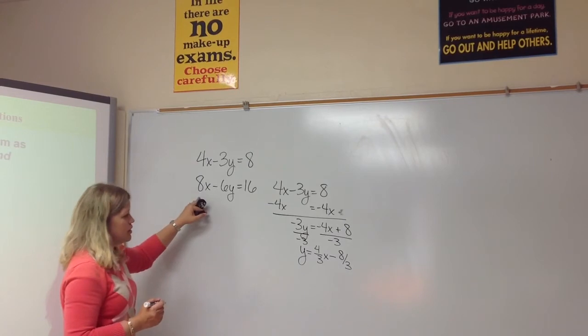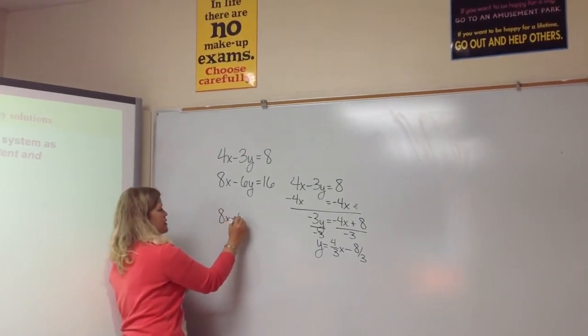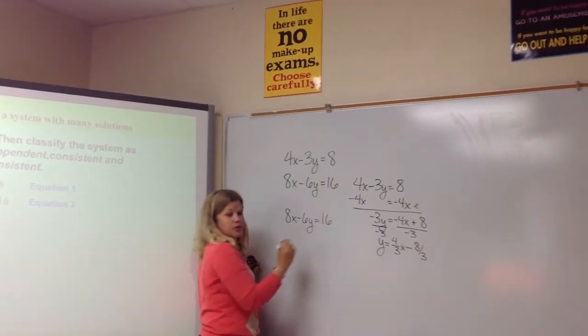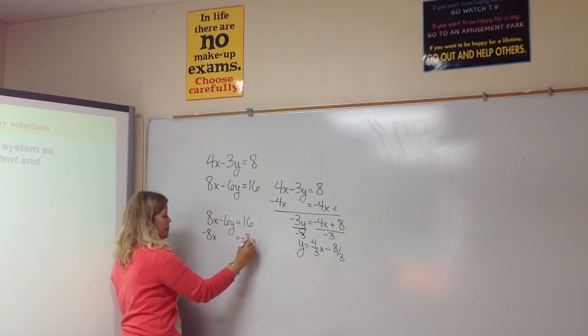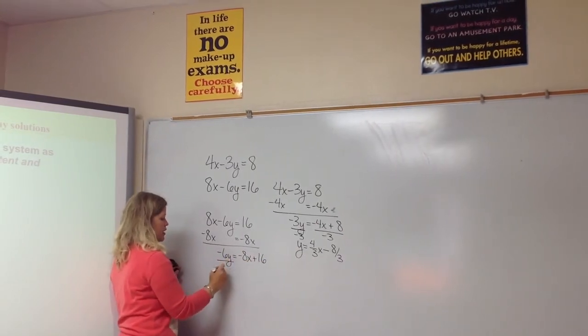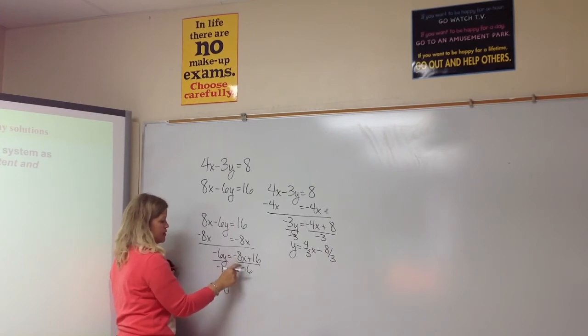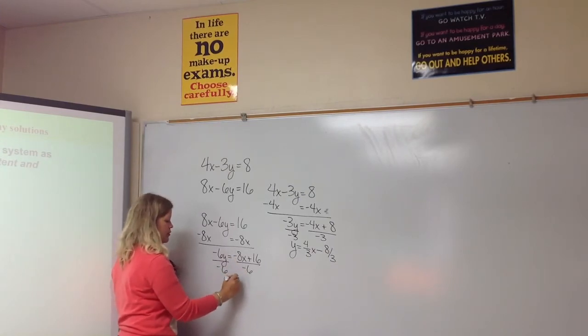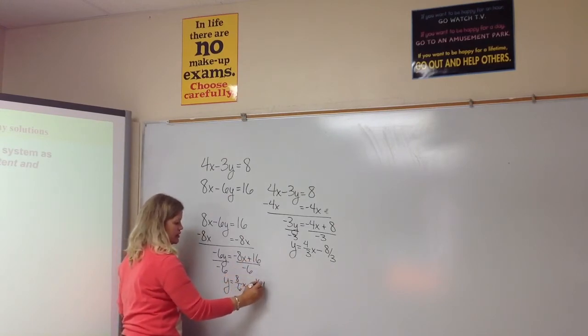Let's go ahead and do the next one, and I'm going to do it right underneath. You've got 8x minus 6y equals 16. We're going to subtract 8x from each side. We're left with -8x plus 16. Divide by -6. What is negative divided by negative? Oh yeah, it's positive, and we've got 8/6x. And what's a positive divided by a negative? Oh yes, a negative. You've got 16/6.